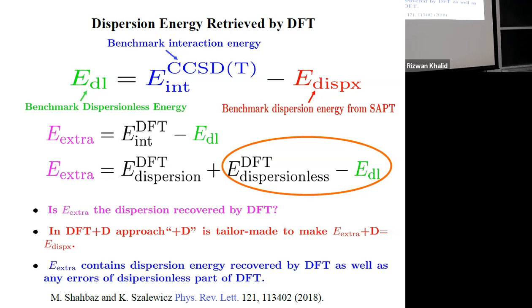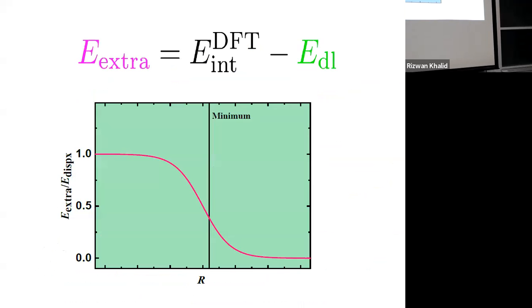And if this E extra is the dispersion recovered by DFT methods, you can correct it such that this E extra becomes equal to this benchmark dispersion energy. This is the approach all the DFT+D methods apply. They assume that there is no error in the dispersionless part of the DFT energy. But as for argon and lithium plus, we showed that there is definitely a problem in DFT other than dispersion.